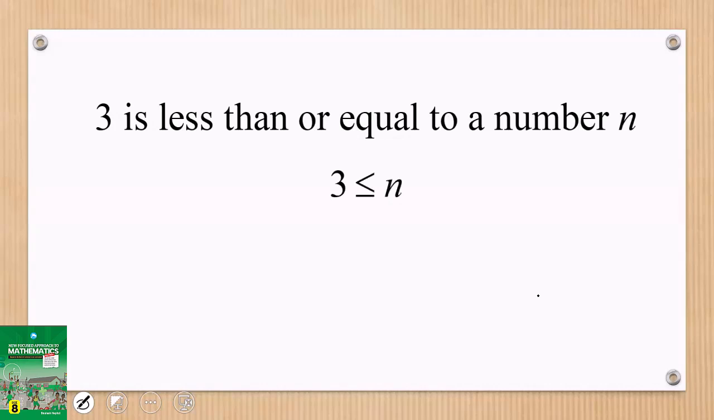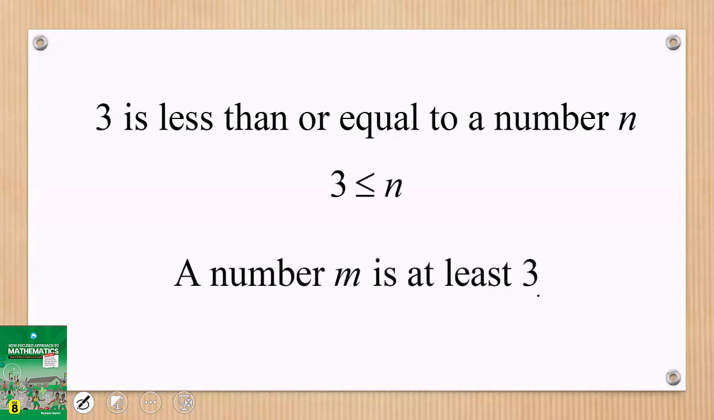Good. What if I write a number m is at least 3? At least 3 means that the minimum should be 3. It can be 3 or more. So since it can be 3 or more, we'll write m is greater or equal to 3.